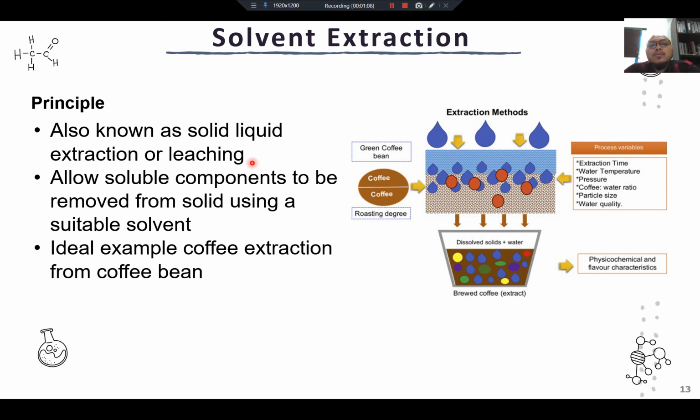So the solid-liquid extraction, or solvent extraction, allows soluble components to be removed from a solid using a suitable solvent. Let's say, for example again, you put your sample over here and then you drip the solvent, or maybe you just immerse it in the solvent and then you filter it later. Your analyte is soluble in that particular solvent, so you can use that solvent for the instrumentation. In this principle, you need to choose an appropriate solvent.